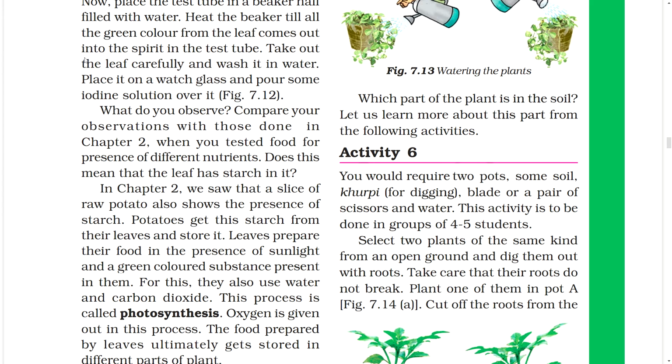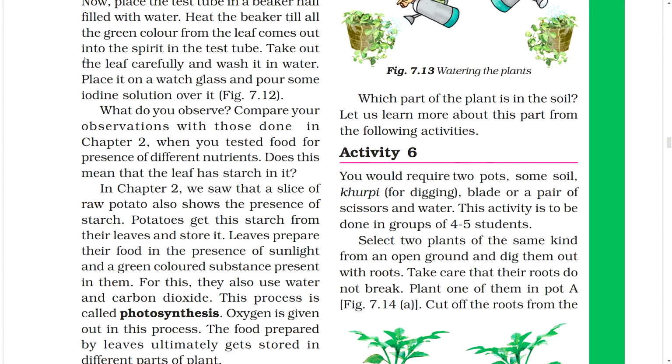What do you observe? Compare your observation with those done in chapter 2. When you tested food for the presence of different nutrients, does this mean that the leaf has starch in it? In chapter 2, we saw that a slice of raw potato also shows the presence of starch. Potatoes get the starch from their leaves and store it.